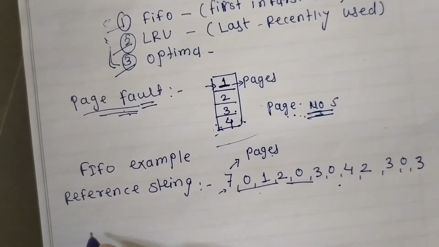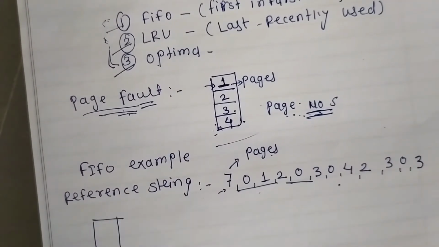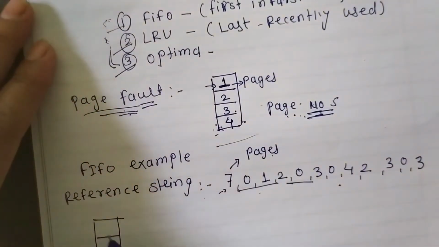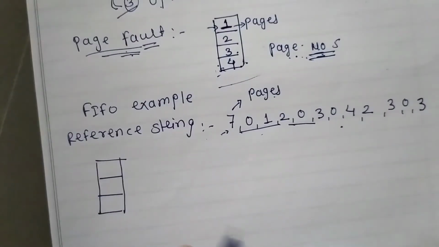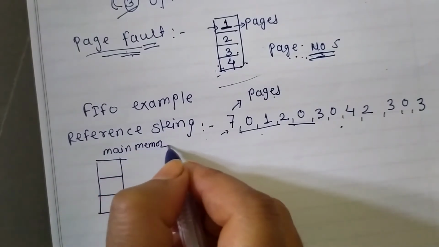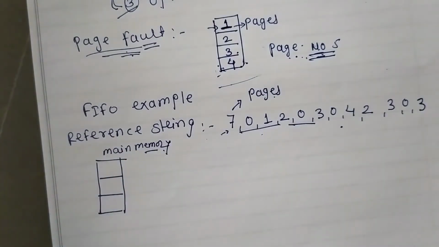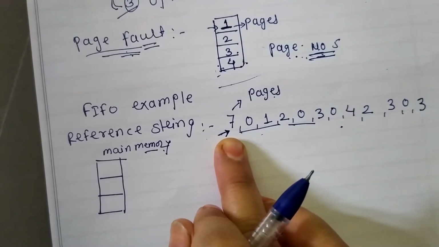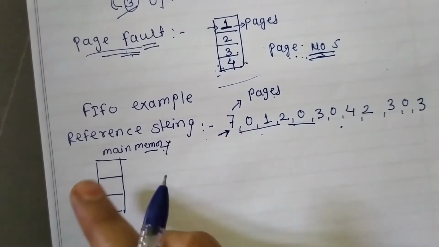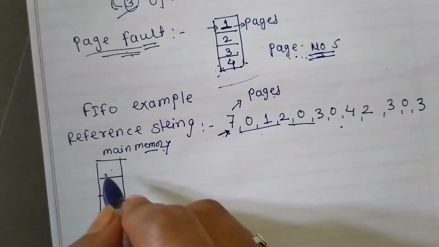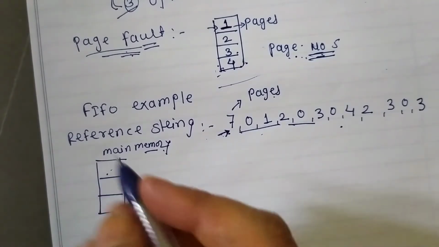Let's start and see how we can use the page replacement algorithm. First, we will consider that the main memory only occupies 3 pages, so it has 3 frames. This is the main memory, and it contains only 3 pages. The CPU is demanding the first page number, that is 7, and that is not available in the main memory. So we have to bring that page number into the main memory. So I will store 7.